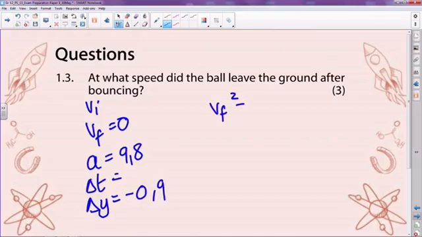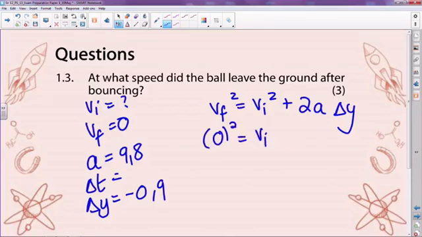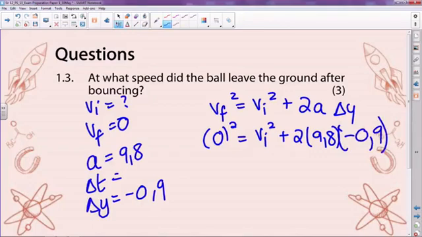Now VF squared is the best equation to use because it doesn't require me to know time. If I want to use the ones with time, I'm going to have to work it out first, and that is going to get a bit hairy, so let's not do that one. VF is 0, VI is what I'm looking for, and A is 9.8. With this equation you'll know if you've made a mistake, because if you don't put in the negative on that 0.9, you're going to end up with a negative number to square root, which you can't do. So 2 times 9.8 times negative 0.9, take it over, it becomes positive, and when you square root it you get 4.2 meters per second, and of course it's going up.